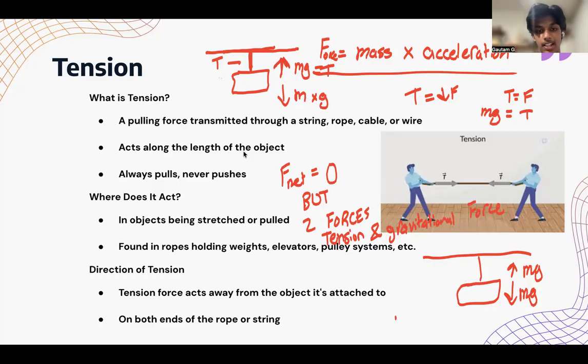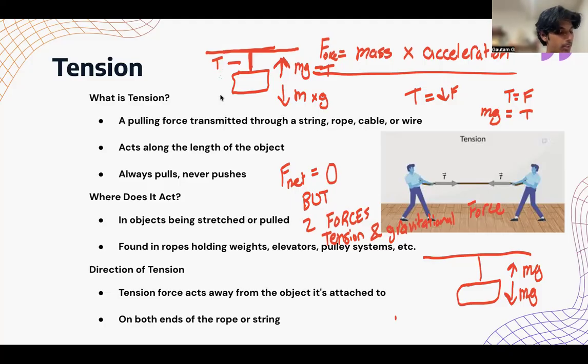Is there anywhere you guys are getting stuck? Because this is important. This is going to be used a lot today. F net is just the net force, the net outcome. I said in the beginning of the problem that this box is not gonna move, so the net force is zero on this object. There are two forces, tension and gravitational force, but the total combined just equals out to zero.